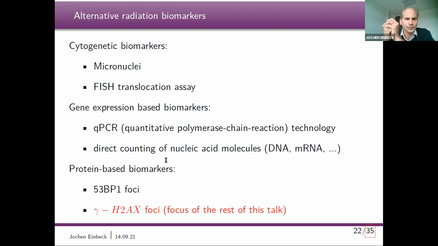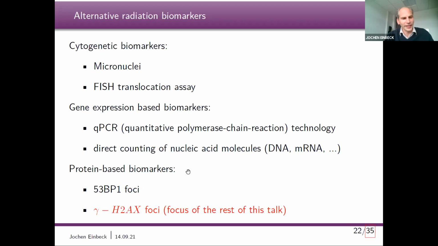There are assays based on gene expression. There is the qPCR, polymerase chain reaction technology. That's the same technology in principle that's being used for COVID PCR tests. There is methodology based on direct counting of DNA or mRNA molecules.